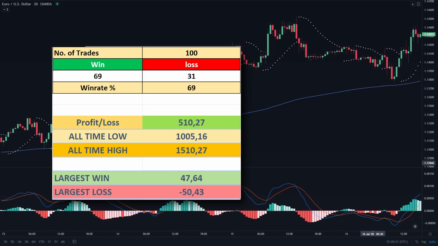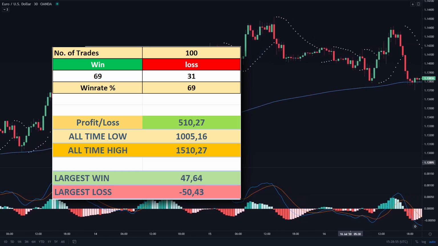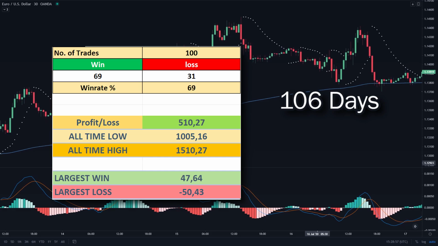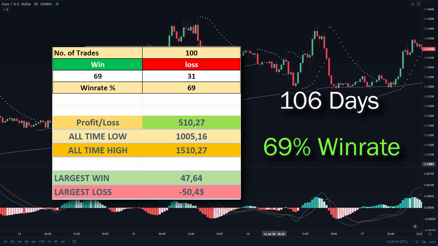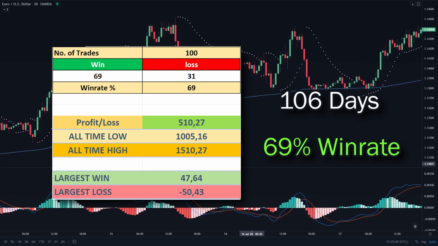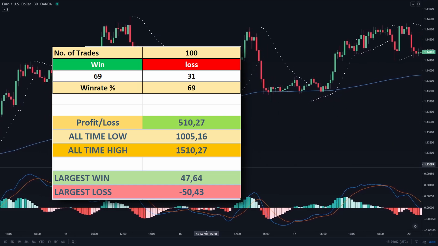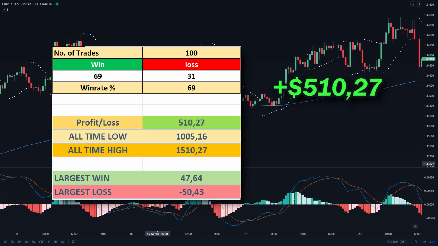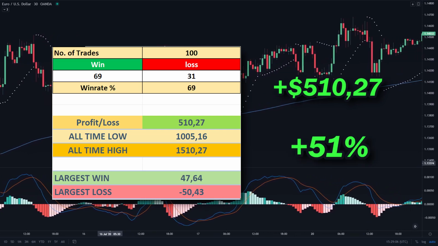And finally, after backtesting the strategy 100 times, the results are in. It took us 106 days to reach 100 trades, and out of those 100 trades, we received a very good win rate of 69%. Our most wins in a row was 7, and our most losses in a row was only 3. And in total, we made a profit of $510.27, which equates to around 51% overall gain of our $1,000 capital.